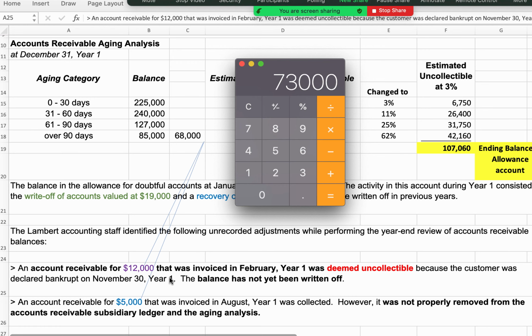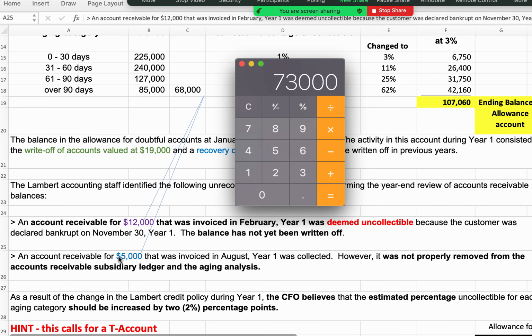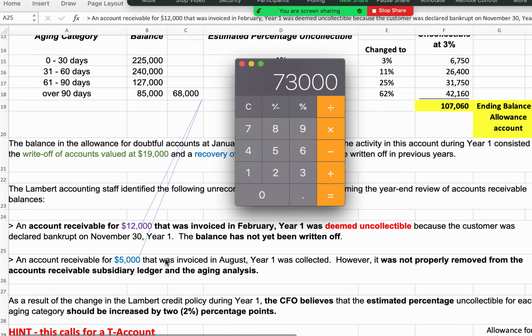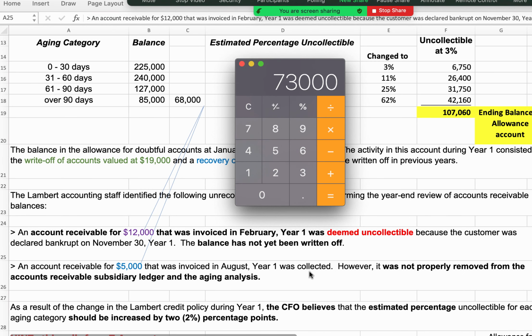$73,000. Moving on a little bit further, we see that an accounts receivable for $5,000, which was invoiced in August, was collected in August. However, it was not properly removed from the accounts receivable subsidiary ledger and the aging analysis. So we also had to remove this $5,000, because it should not be in the uncollectible account, because we shouldn't be in accounts receivable, because we collected it. So let's subtract that $5,000. And that gives us $68,000.